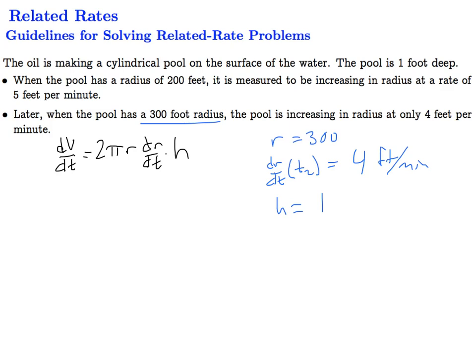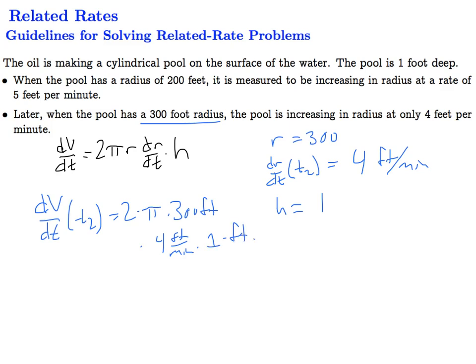So in this case, the change in volume with respect to time at time t2 is going to be 2 times pi times 300 feet times 4 feet per minute times a height of 1 foot. And when we calculate this, we get approximately 7,539.82 cubic feet per minute.